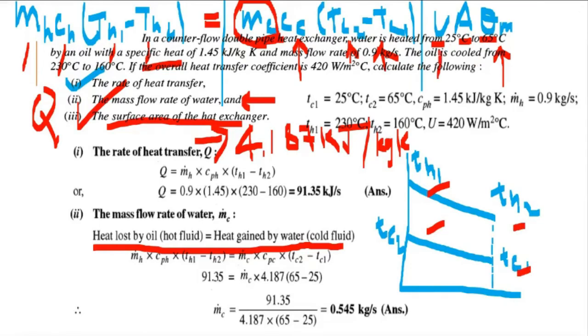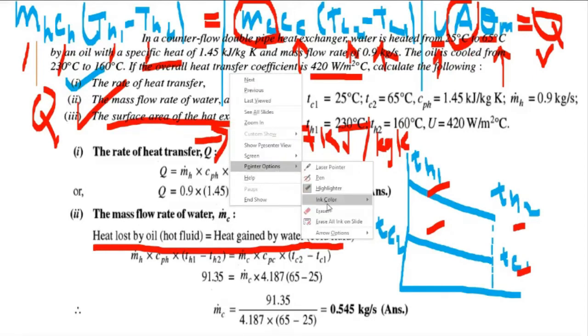U value is given in the question. U is given as 420 watt per meter square degree Celsius or 420 watt per meter square Kelvin. So in this expression also area is the only unknown. So we can equate it with rate of heat transfer. Rate of heat transfer is known. In this equation, area is the only unknown. So we can find the area of the heat exchanger. Is that clear to all?